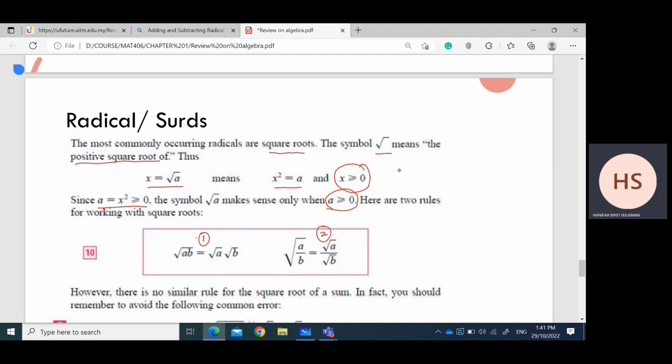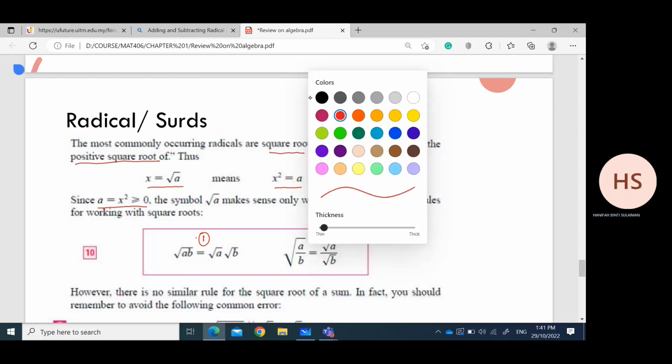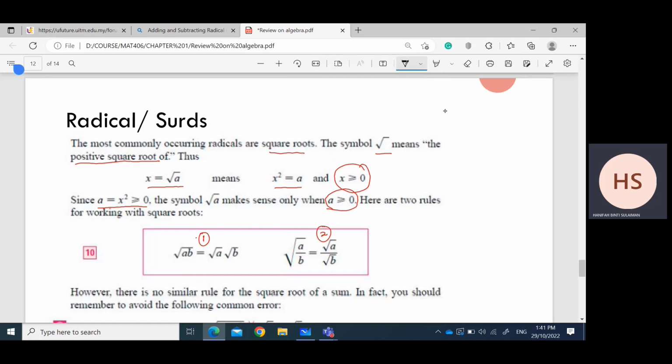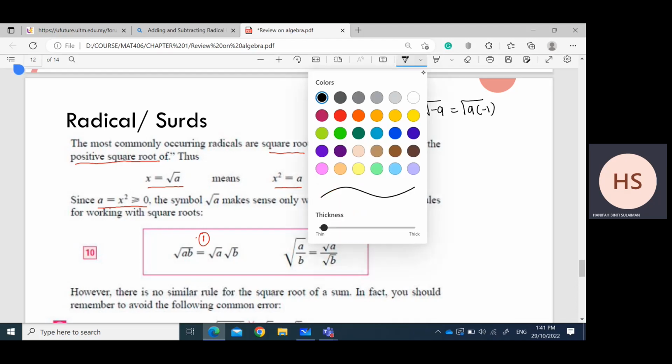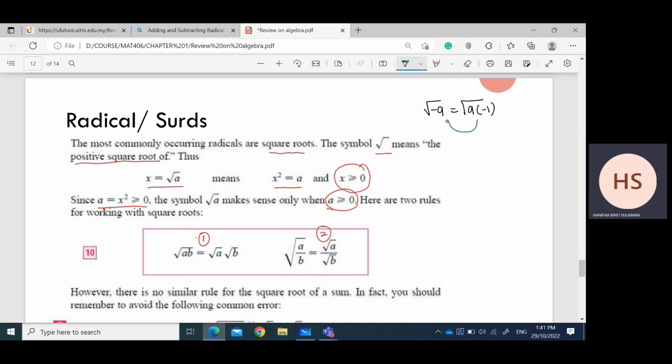Okay, right, so look at what happens if A is a negative number. Okay, so kita ambil satu contoh. Katakan we have the square root of negative A. Okay, so the square root of negative A is also equivalent to the square root of A times negative 1. Okay, so A times negative 1 is equivalent to negative A. So dalam square root ataupun dalam radical, untuk yang ini, which is negative A, kita boleh fakturkan dan dia akan menjadi A times negative 1.